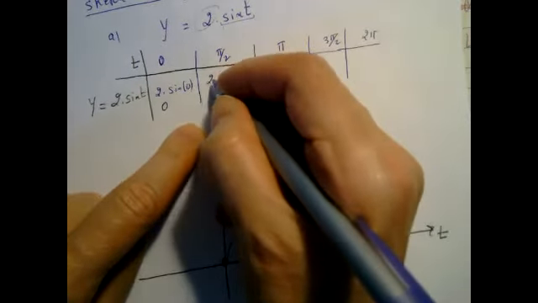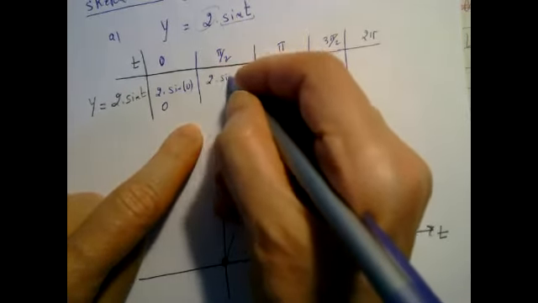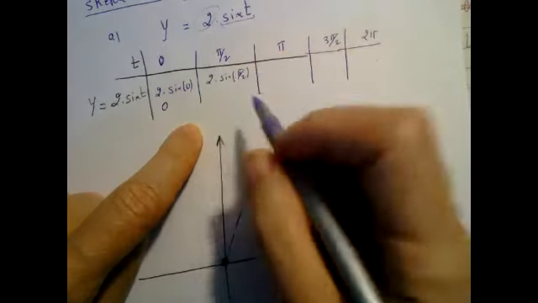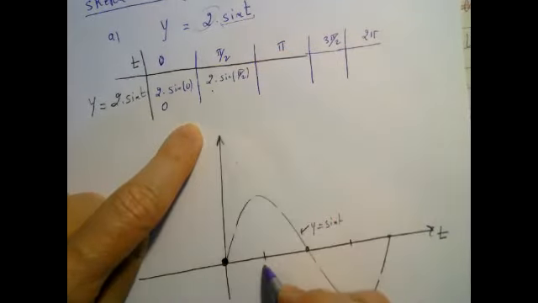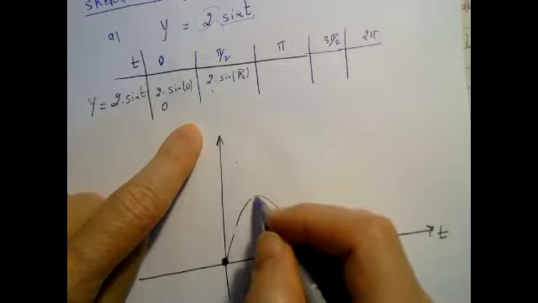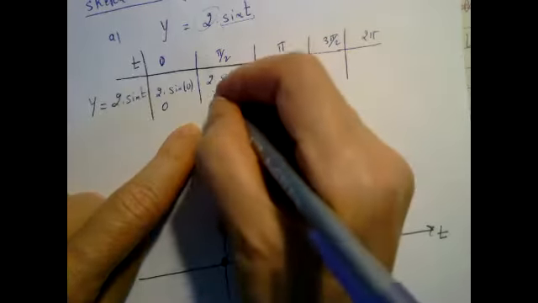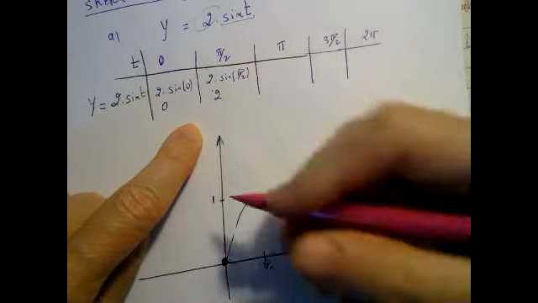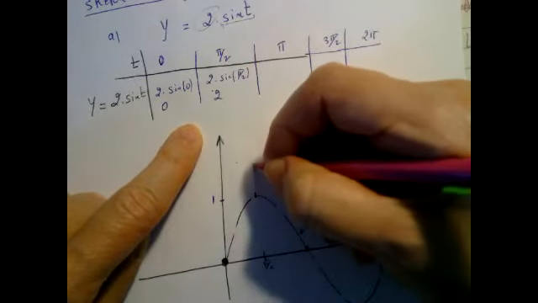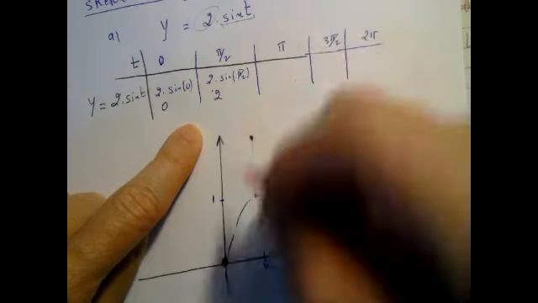What happened at pi over 2? You multiply whatever the sine takes by 2. But at pi over 2, the sine takes the value 1. So if I multiply it by 2, I'm going to get 2. So whatever happens here, my function will take the value 2.